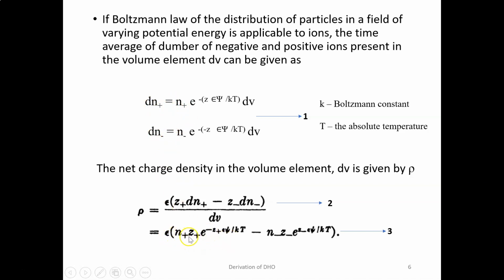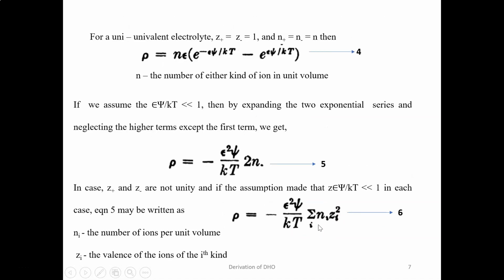You have epsilon [n+ Z+ e^(-Z+ epsilon psi / kT) minus n- Z- e^(Z- epsilon psi / kT)]. So this can be rewritten like this, where if we are considering an electrolyte which is a univalent electrolyte, then Z+ and Z- would be equal to 1, and n+ and n- can be equated to n, that is, the total number of particles will be the same, and the number of positive and negative ions would be the same for univalent electrolytes.